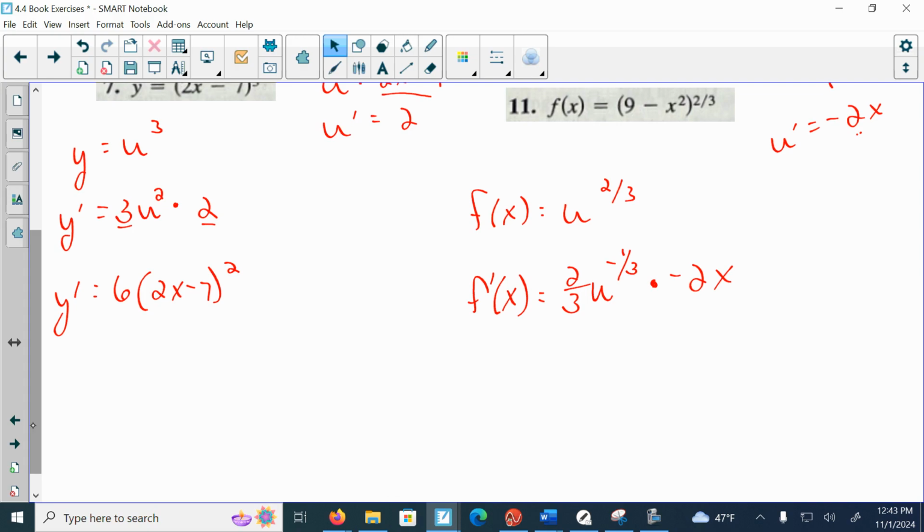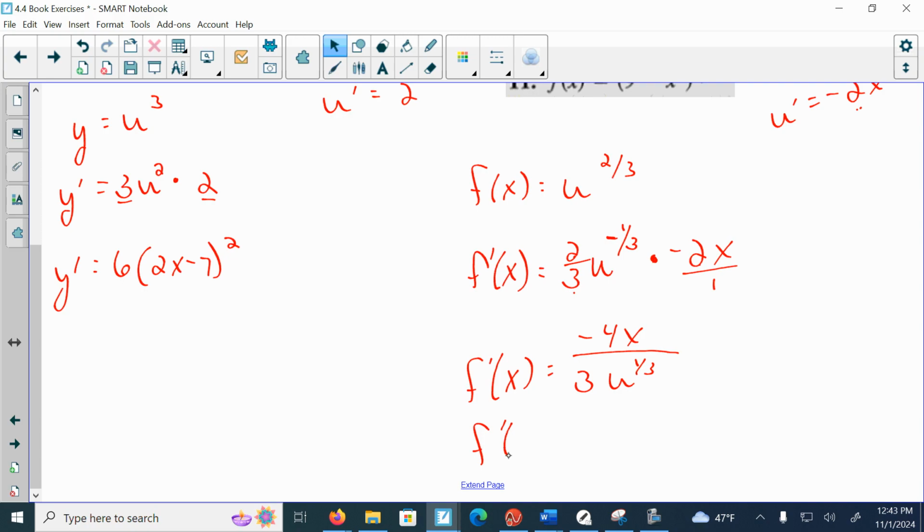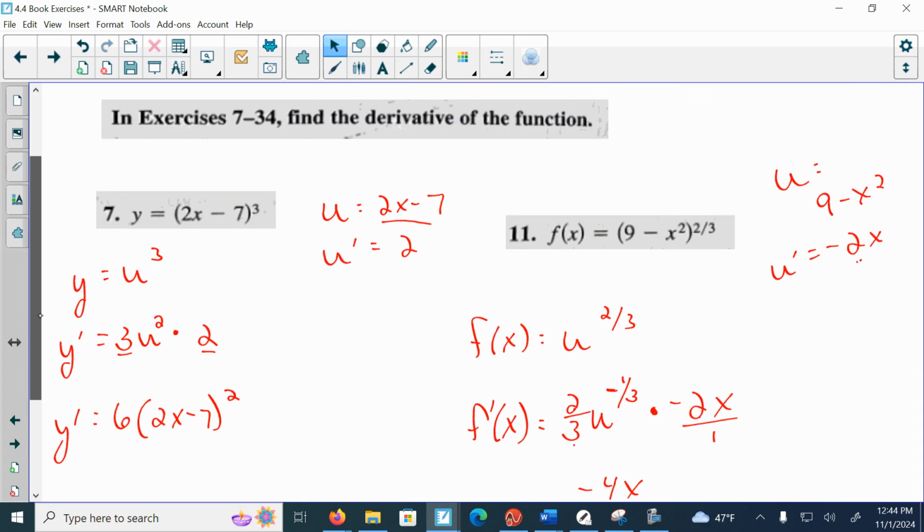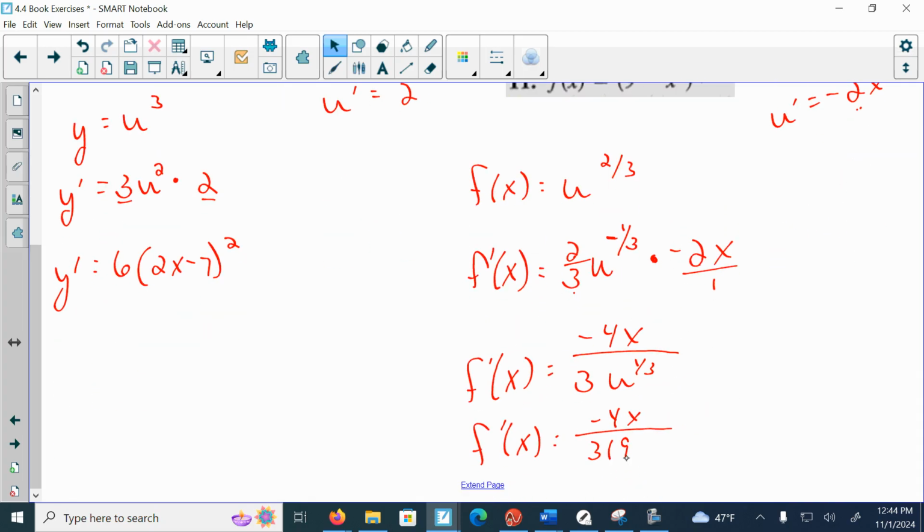Now I'm going to rewrite it. This, since it has a negative exponent, is going to go down the denominator. So I'm going to multiply my numerator. So my numerator is going to be this 2 and this negative 2x, which will give me negative 4x. My denominator will be this 3 and then u to the 1/3 power. Oh, I should have substituted that back from when I was at it. So I'm going to substitute that back in for the u. So negative 4x over 3. And then u was 9 minus x squared. That's raised to the 1/3 power.